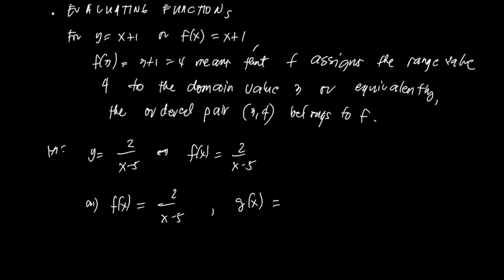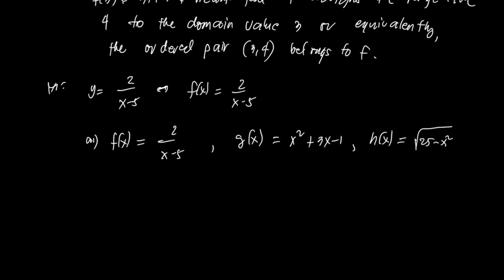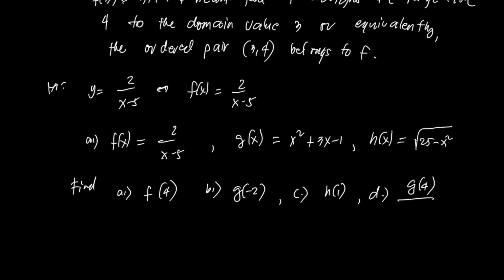Then let's say g of x for the second function, which, remember, is y equals x squared plus 3x minus 1. Then h of x is the square root of 25 minus x squared, which we also had a while ago. In evaluating a function, you are just asked to find values of the function given the value of x. For example, for a, find f of 4. b, find g of negative 2. c, find h of 1. Or d, find g of 4 over f of 6.